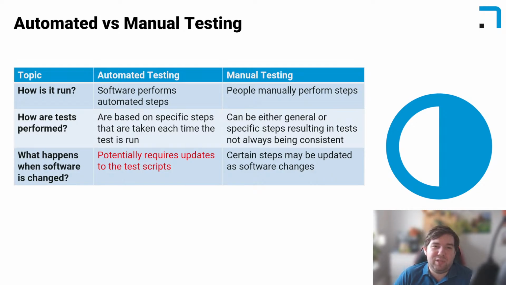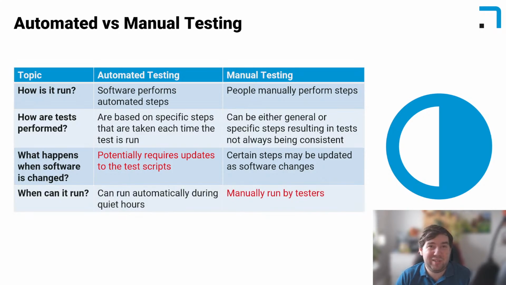But if we're looking at manual tests, then we may need to update some steps and their requirements, but also manual testers may be able to work around these software changes in general. They should probably report and make sure that these changes are well known, but they can work around these. So when can we run tests?